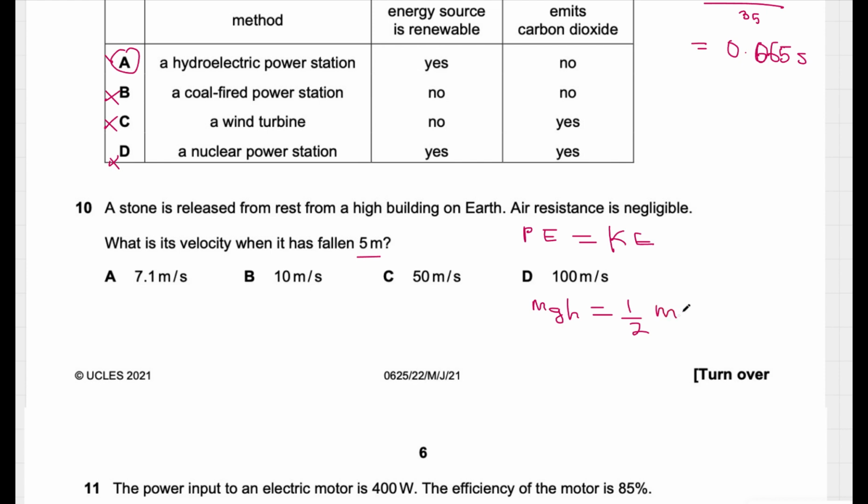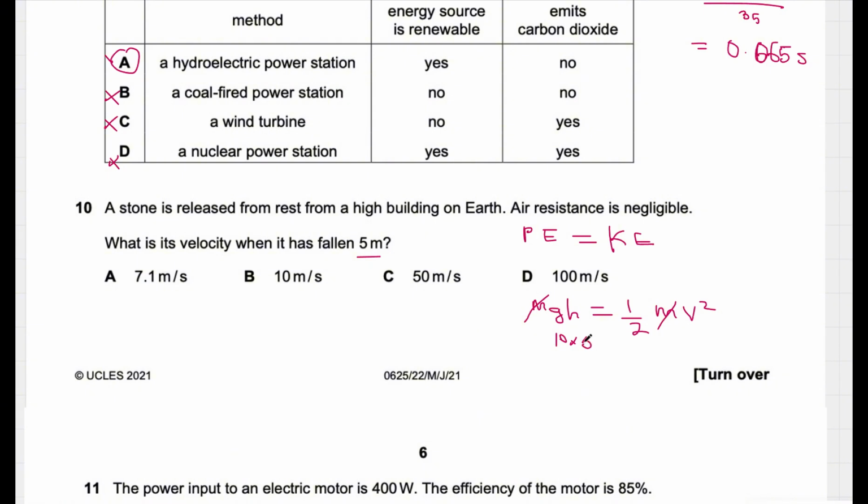Remember, if you look at the question, they did not give us the mass of the stone that has been released from the building. So the mass here, we cancel the mass here. Gravity is a fixed number. The height has been given to us, h, so we can find. So gravity is 10. You say 10 times, what is the height they gave you? They say the height of the stone is 5.